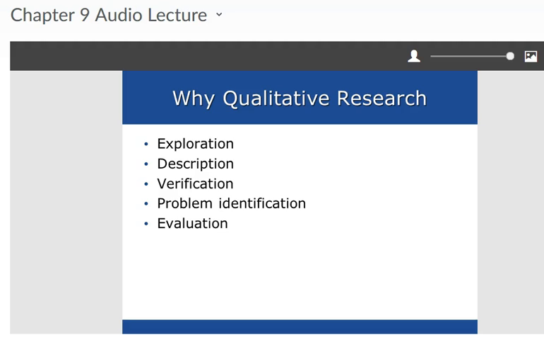There are several reasons why we may want to employ qualitative research methodology. We may want to explore a topic of interest that perhaps hasn't been explored in the literature, describe something in more depth versus just quantifying it, verify something that you found with a quantitative study, identify a problem, or evaluate a situation or a phenomenon of interest.